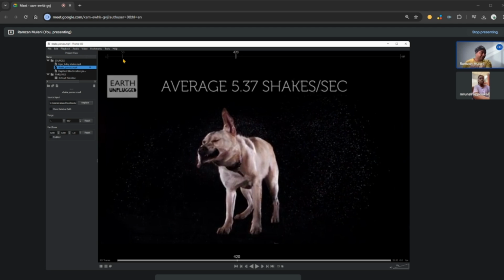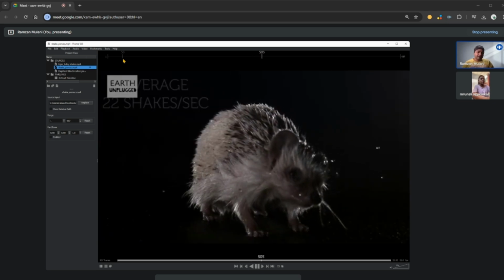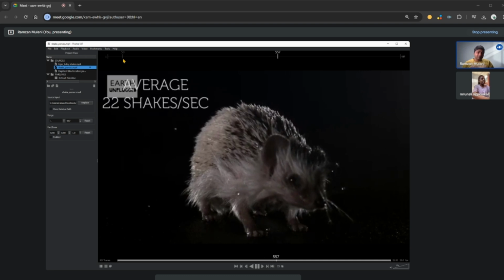So that's what we have to understand, how comparison matters with small and big animals, so we can interpret it in the animation. Here you can see another animal, shaking 22 shakes per second. So here he beat the rat. He's faster than the rat.